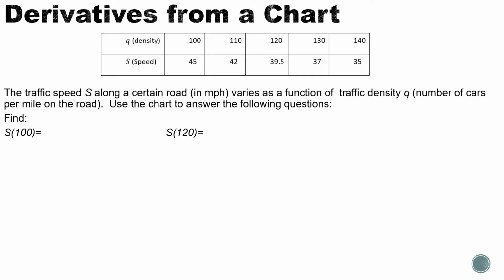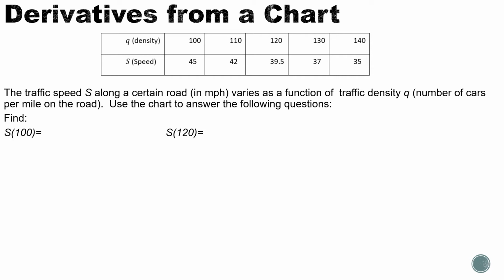All right, next we're going to look at derivatives from a chart. It says the traffic speed S along a certain road in miles per hour varies as a function of traffic density Q, or the number of cars per mile on a road. Use the chart to answer the following questions.